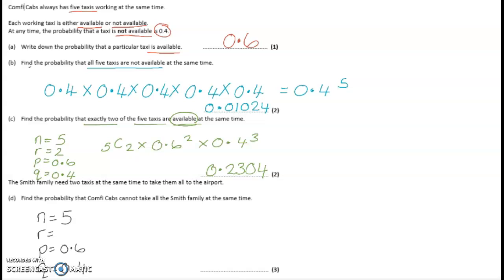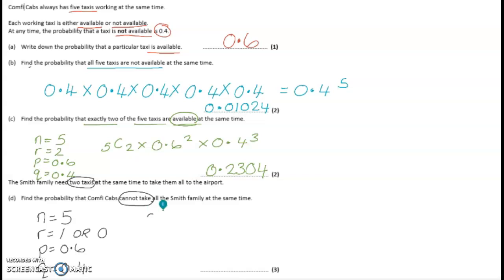The difficult part of this question is working out the R value. We want to know the probability that they cannot take the Smith family, and the Smith family require two taxis. So for them to not be able to take the Smith family, there has to be under two taxis available. That means R can be 1 or 0.